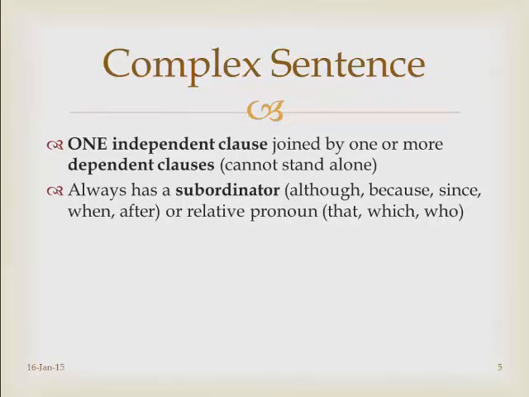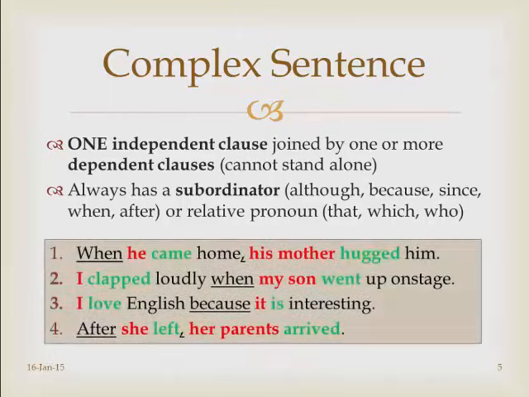So these are joined usually by a subordinator. Okay, a subordinator makes it unequal in importance. Independent clause more important than the dependent clause. So subordinators are like although, because, since, when, after, or it could be a relative pronoun like that, which, and who. So let's look at these examples.